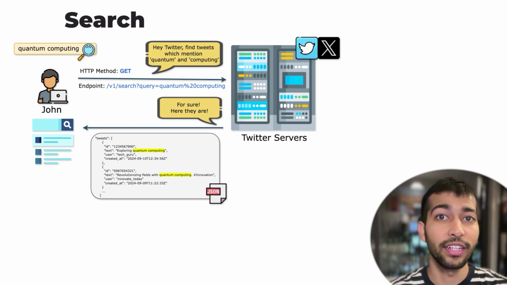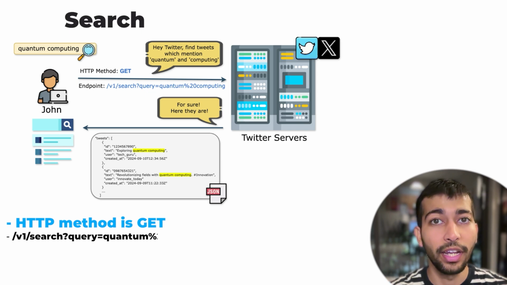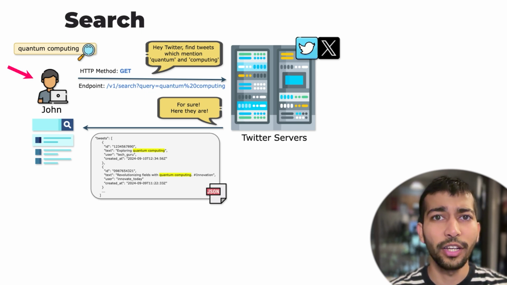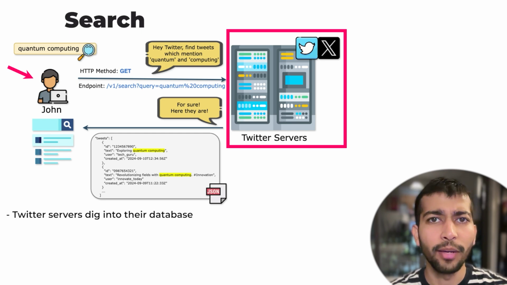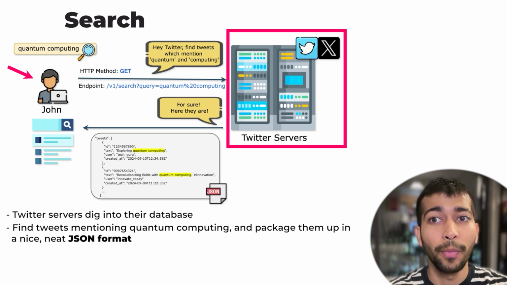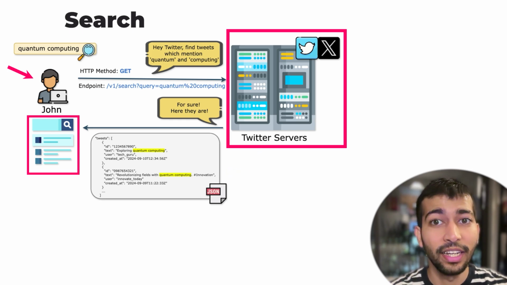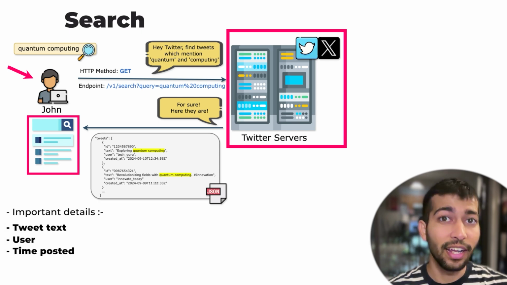So in summary, we know that the HTTP method is GET and the endpoint is /v1/search?query=quantum%20computing. Now, John's request has reached Twitter's servers, and the magic is happening there. Twitter's servers dig into their database, find tweets mentioning quantum computing, and package them up in a nice, neat JSON format. John will get a list of tweets, each with important details like tweet text, user, and time posted.